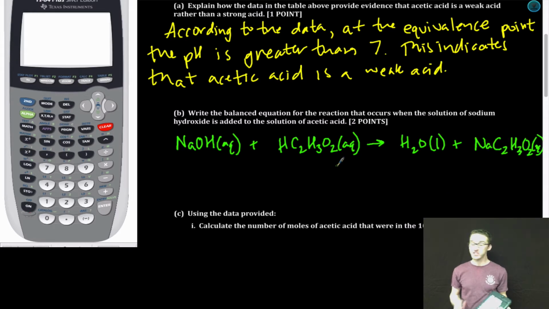Just like all our previous exams, your nomenclature is never going away, so make sure you practice it. Once I've gotten the formulas for each of my reactants and products, I'm going to go back and check and make sure this equation is balanced. Lucky for me, it is.